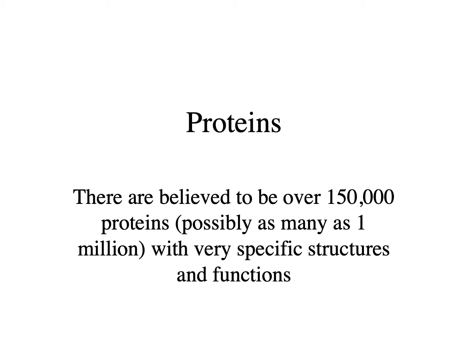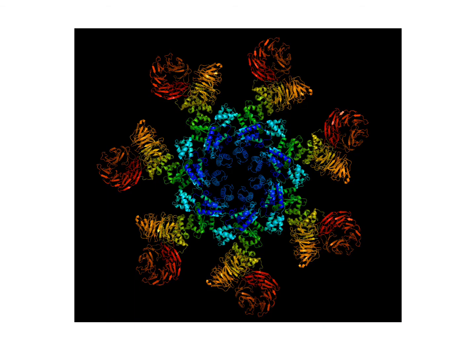In terms of proteins, there are believed to be well over 150,000 different proteins in our body. There may be as many as 1,000,000, maybe more. It's not quite clear. They all have very specific structures, and each structure has a different function. The function is totally dependent on the structure. And some of them look something like this. They're very beautiful in a sense, if this is what they look like.